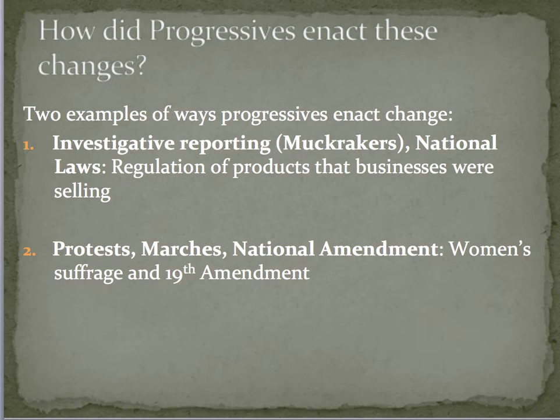The second method would be for the people to take to the streets: protests, marches, trying to get support, lobbying, looking for national amendments. We'll talk about women's suffrage and the 19th Amendment in our next unit, but that is part of this progressive movement looking at equality for all.